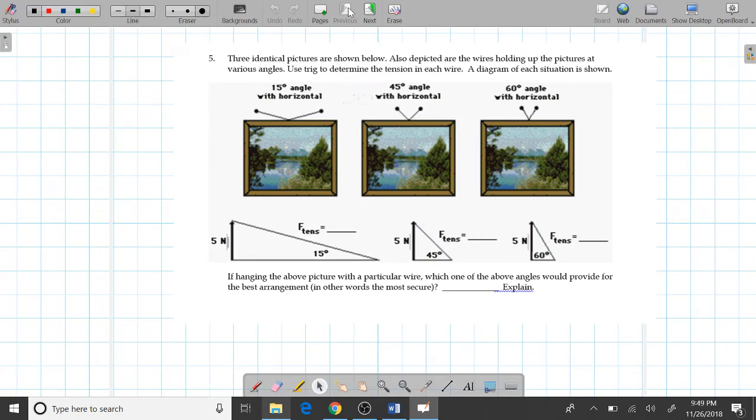Okay, number 5 says 3 identical pictures are shown below. Also depicted are the wires holding up the pictures at various angles. Use trig to determine the tension in each wire. A diagram for each situation is shown.